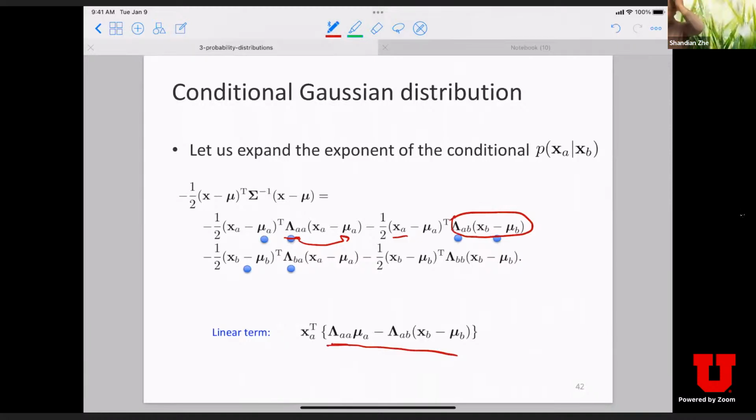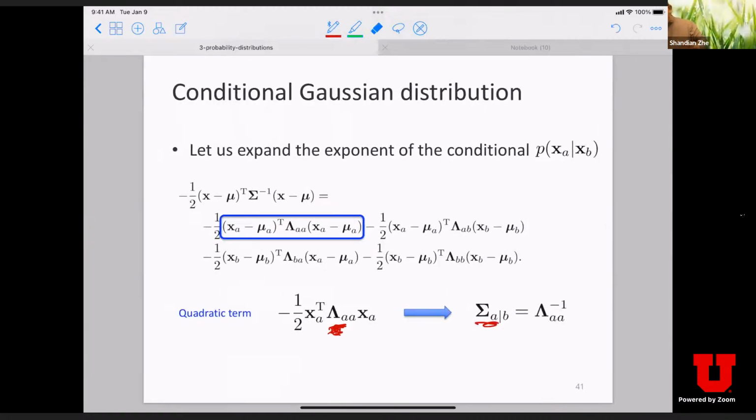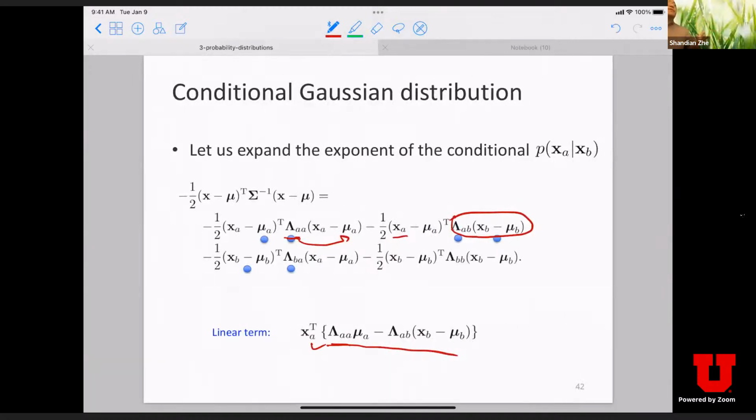So now we can see that besides this quadratic term related to XA and this linear term related to XA, all the other terms are constant with respect to XA. You don't find any other terms related to XA. All the other terms are constant because they only involve XB. There won't be a third-order term like XA transpose XA times XA again. There won't be any other terms like that. Does it make sense? This is what we can observe from this expansion.